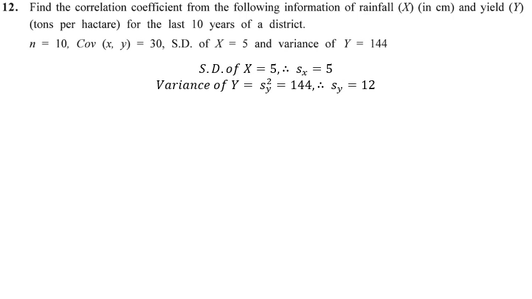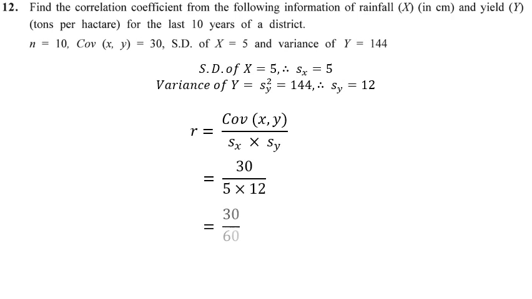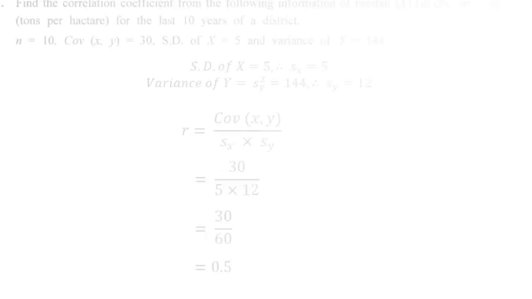So now we have covariance xy, sx, sy and the formula will be covariance xy upon sx into sy. That way 30 upon 5 into 12. 12 5 is 60, 30 upon 60. The answer is 0.5. We can say moderately correlated, a moderate degree of correlation.